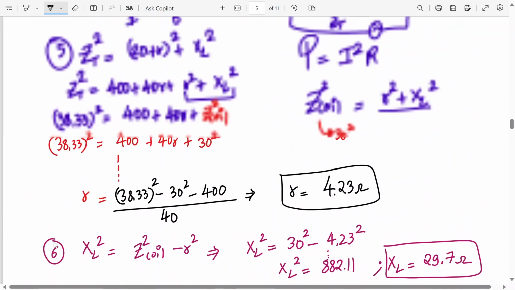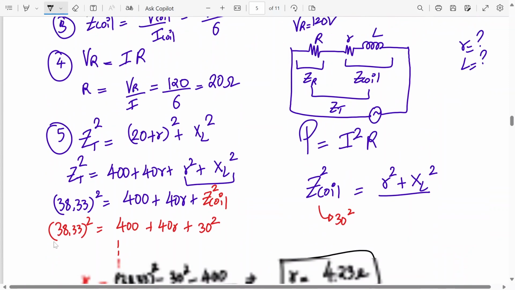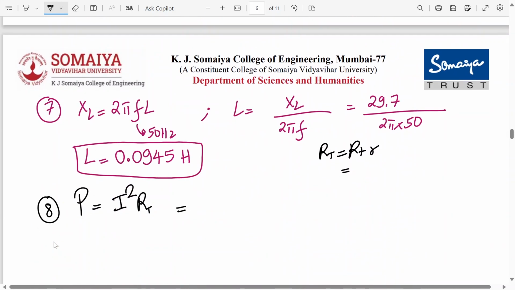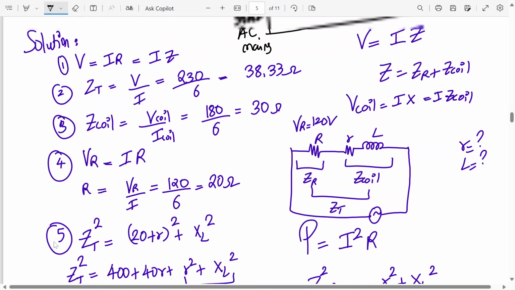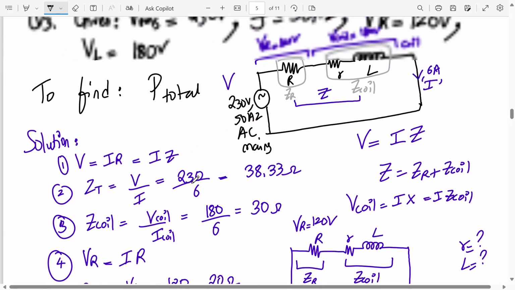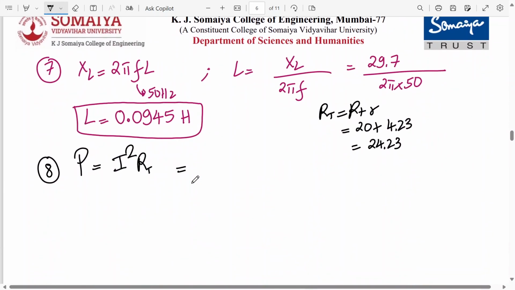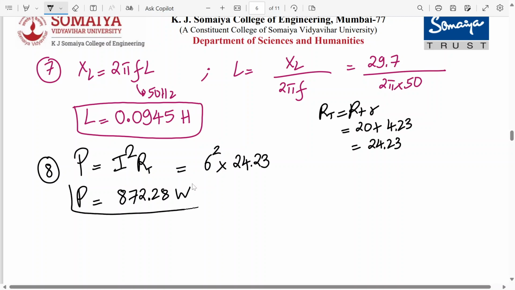कैपिटल आर कितना कैलकुलेट करके मिले हमें? 20 ohms. 20 ohms plus 4.23. How much is it? 24.23. So I square, I कितना है current? Did we find a value? I is given to you, 6 amperes. So 6 square into 24.23. How much is the answer? Perfect. This is the answer.